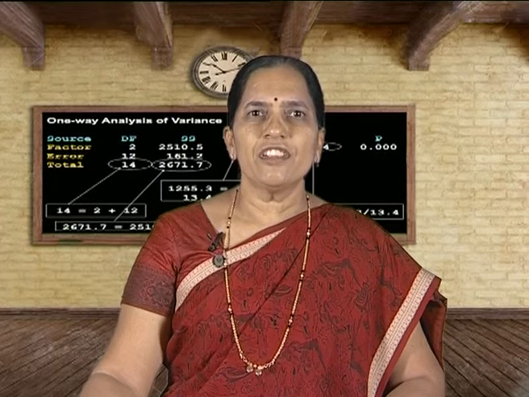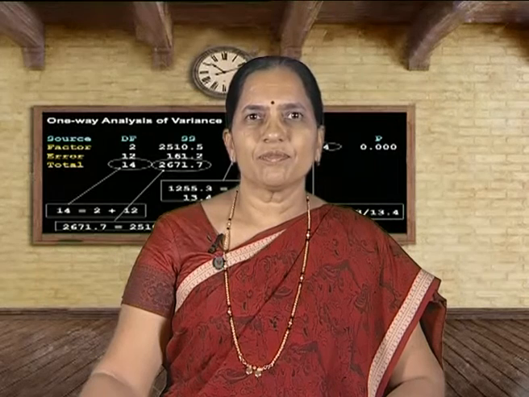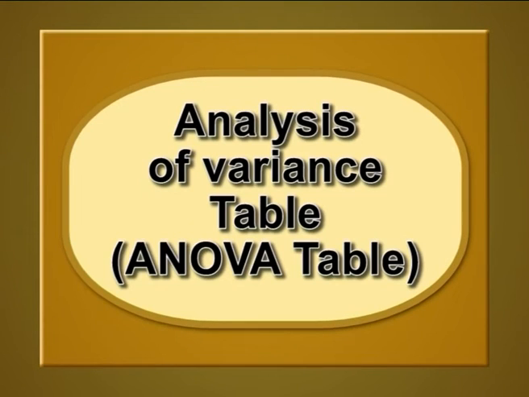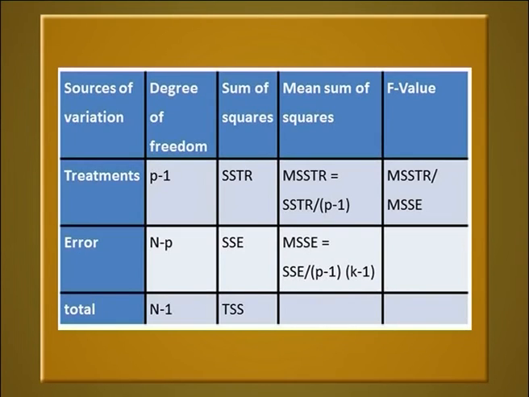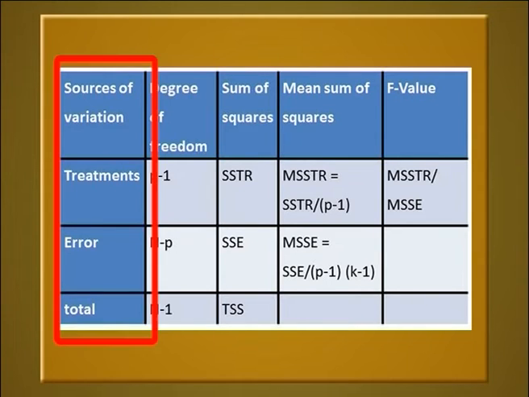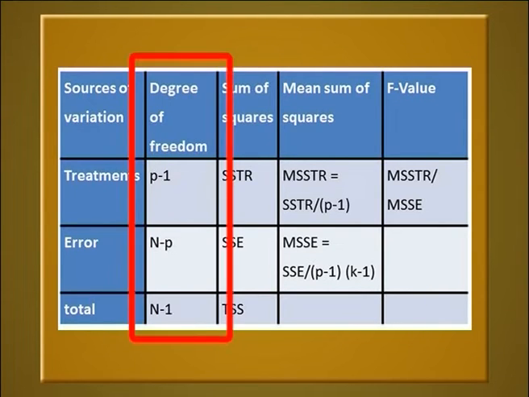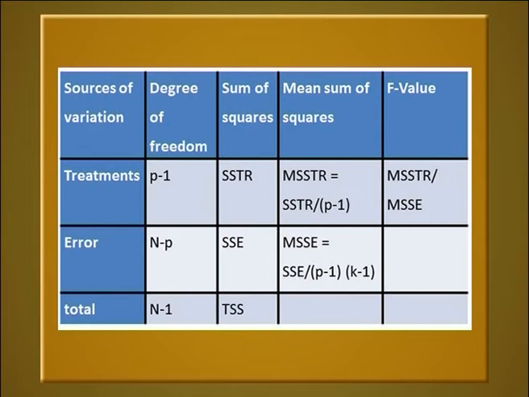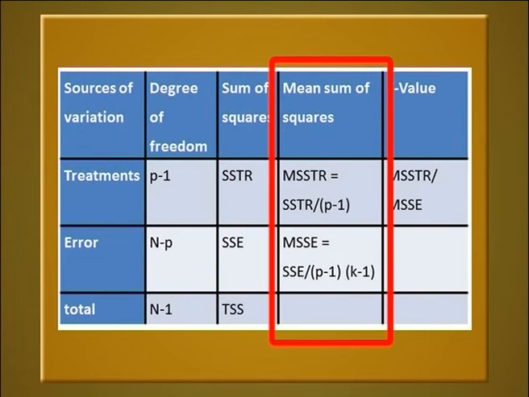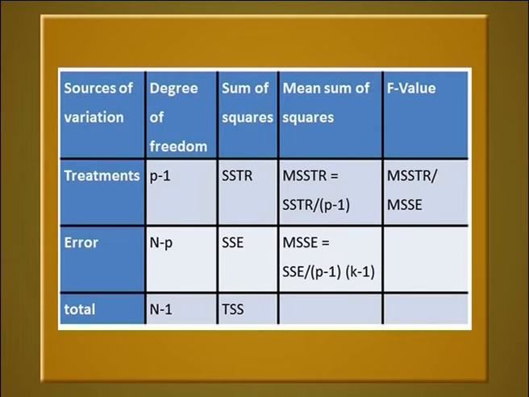There is no differences in the treatment means. The whole procedure we will summarize in the following table, the analysis of variance table. As we have discussed already, the analysis of variance table consists of the following columns. The first column gives the source of variations, the second column gives degrees of freedom, the third column gives the sum of squares, the fourth column gives mean sum of squares, and the last column gives F value.